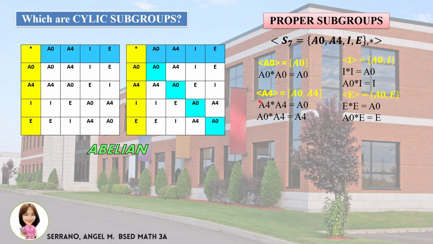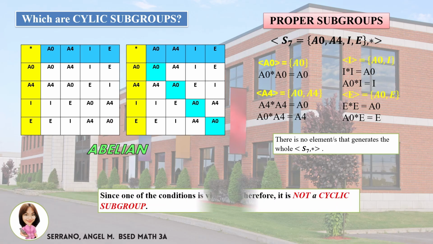So therefore, there's no element that generates the entire group of S sub 7 under binary operation star. Again, since one of the conditions is not satisfied, we can conclude that it's not a cyclic subgroup.